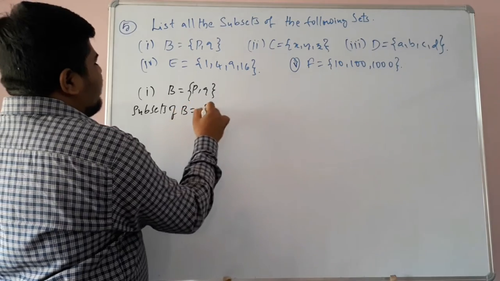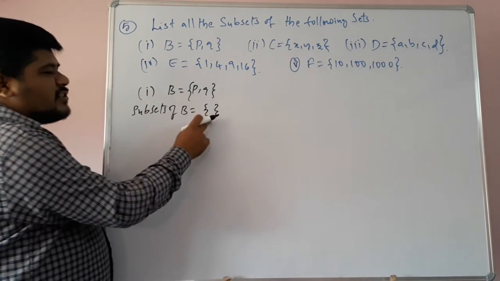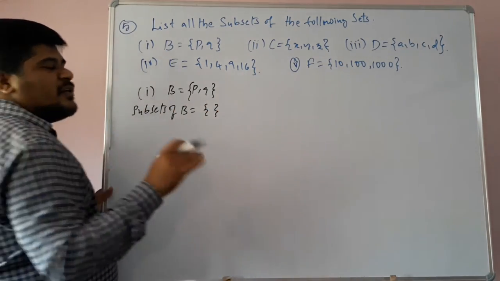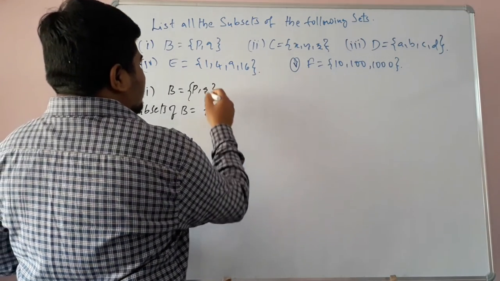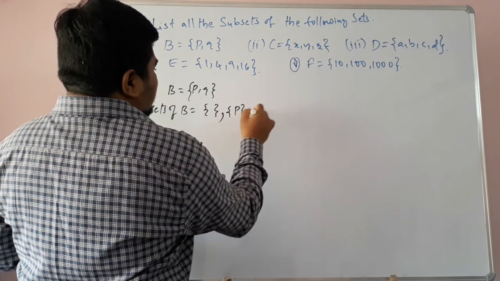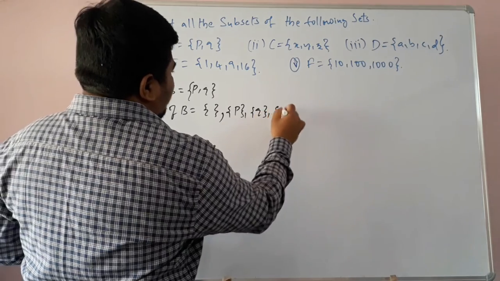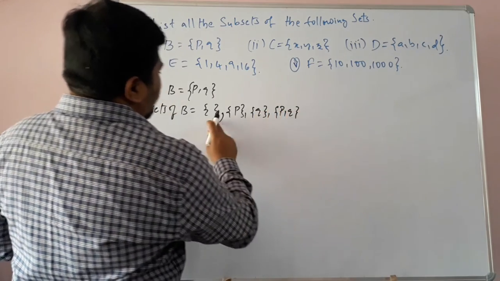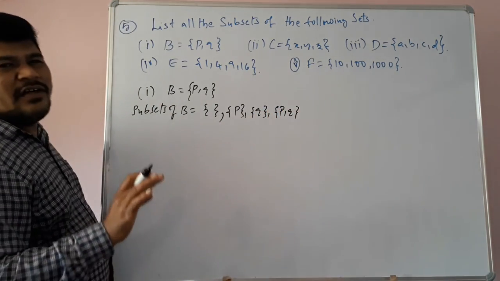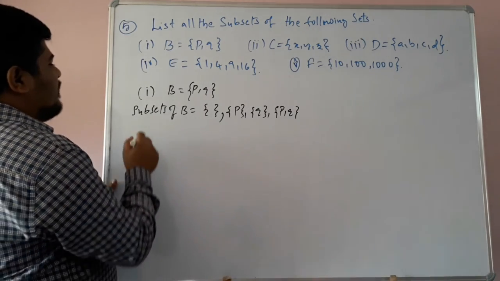So see children, subsets of B are: the empty set. This is what, children? Empty set. The empty set is a subset of each and every set, all the given sets. Then set P, set Q, and the set itself, set P comma Q. 1, 2, 3, 4. These are the subsets of the given set B is equal to P comma Q.